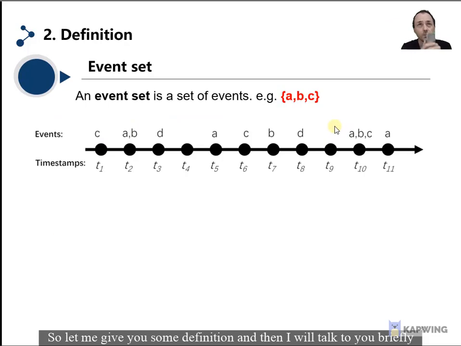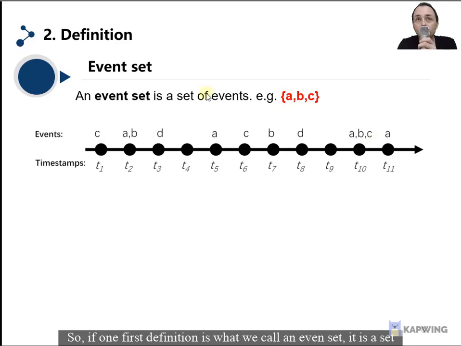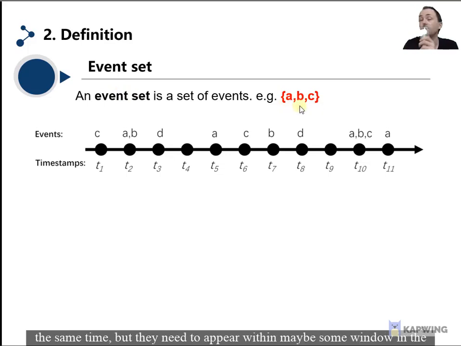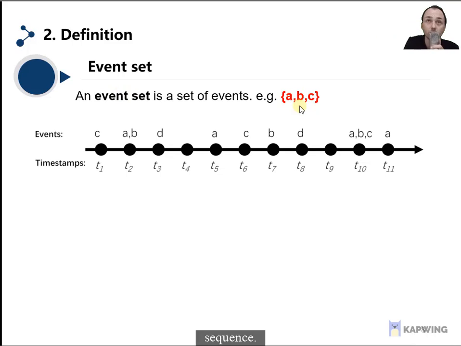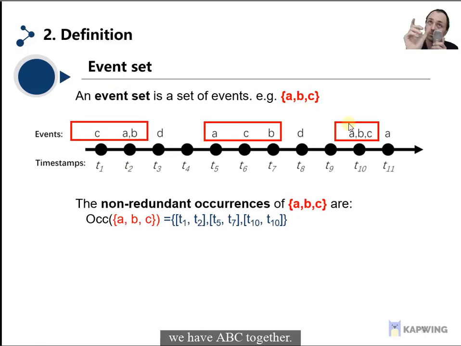So let me give you some definitions, and then I will talk to you briefly about our algorithm and about the experiments. The first definition is what we call an event set. It is a set of events like ABC, for example. These events don't need to be at the same time, but they need to appear within some window in the sequence. So for example, if we look at ABC, we can find CAB or ACB or ABC, but in all of these we have ABC together.